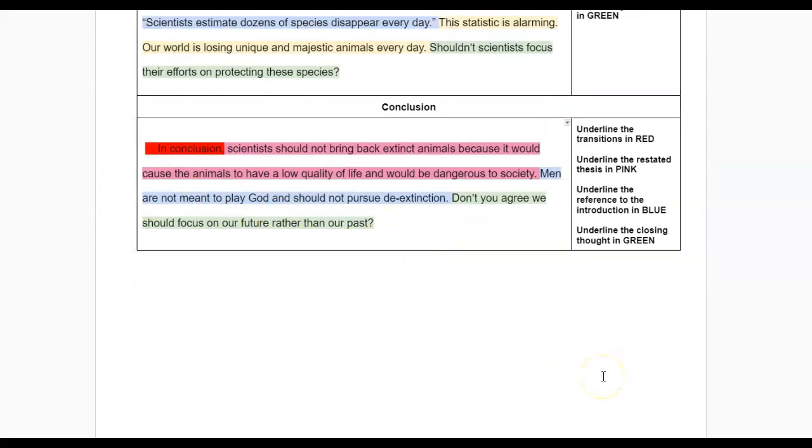Then you're always going to end with your audience giving them something to think about. I like to ask a question at the end of my essay, but just keep in mind that this question should not be the same as your hook at the beginning. I put, don't you agree we should focus on our future rather than our past? That's my closing thought, and you're going to underline that in the color green. Once again, I'm going to remind you that your colors on your paper should match the colors that are on this video today. And once you've completed that, you are done with your writer's workshop for today.